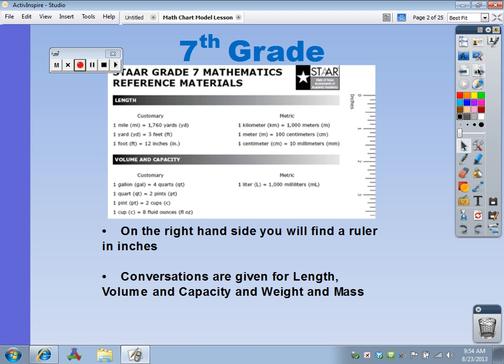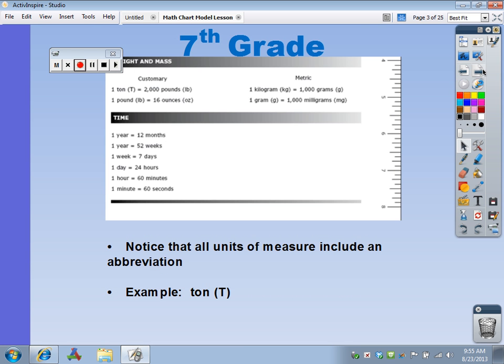Let us start with an overview of the STAAR reference material. For the 7th grade, on the conversion side of the chart, you will find a ruler marked in inches on the right. You will also find conversions for length, volume and capacity, weight and mass, and finally, time. Please notice that all units of measure include an abbreviation. An example is ton with a capital T.